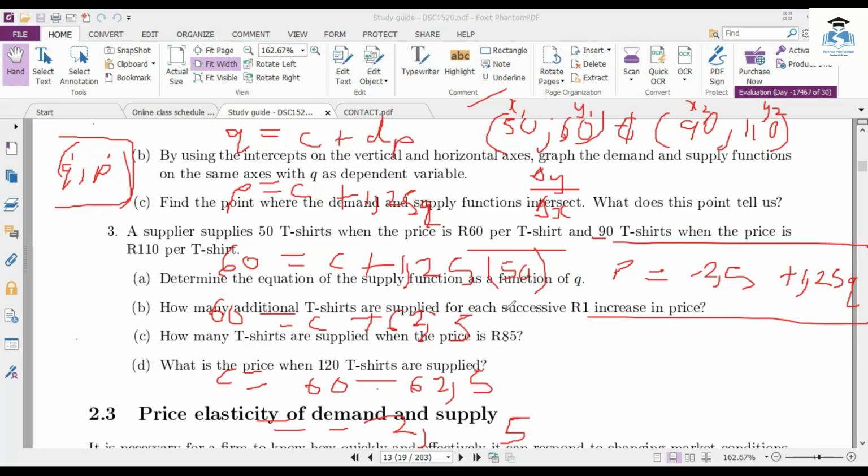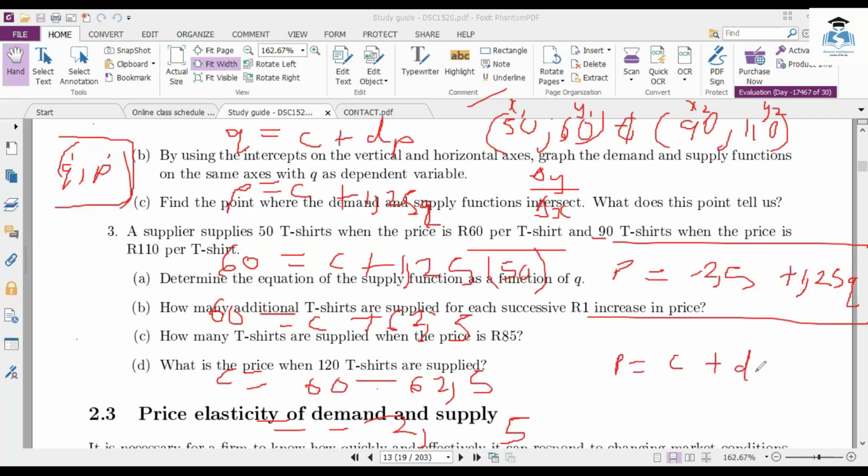Which one? Number A? Yeah, it was number A. Okay, when they say determine that, weren't you supposed to just give the equation? Okay, determine the function. I thought we were supposed to just give the equation, like P is equal to C plus D2. I thought that was that.